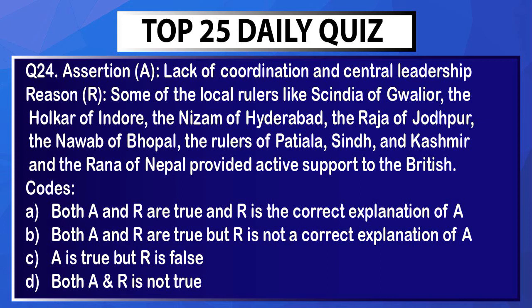Option A. Both A and R are true and R is the correct explanation of A. Option B. Both A and R are true but R is not the correct explanation of A. Option C. A is true but R is false. Or option D. Both A and R are not true. The correct answer is option A. Both A and R are true and R is the correct explanation of A.